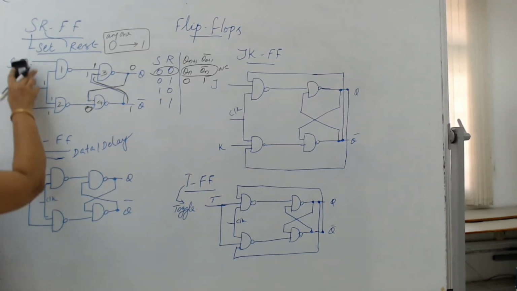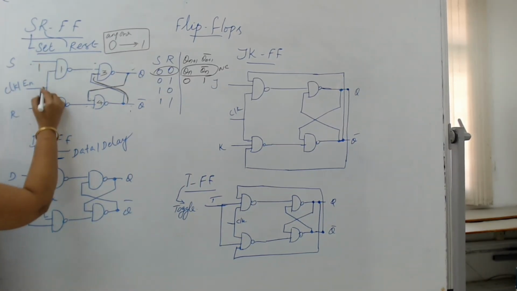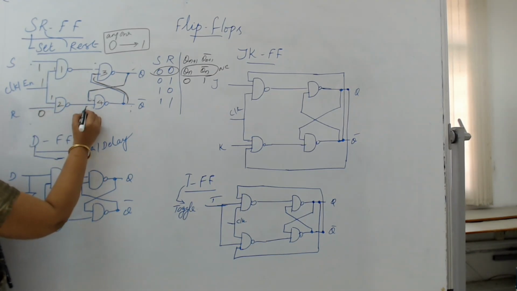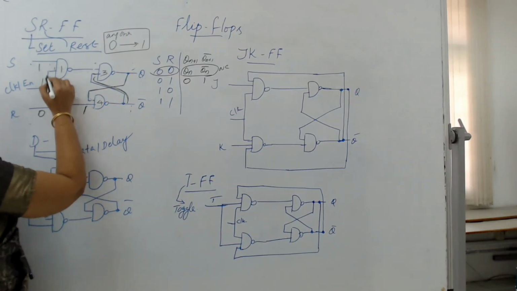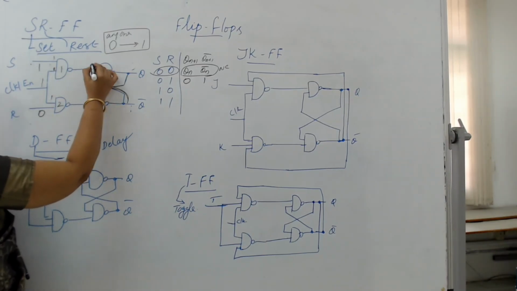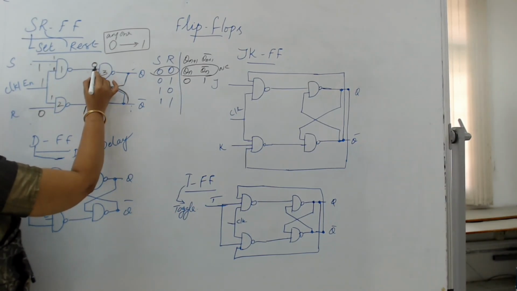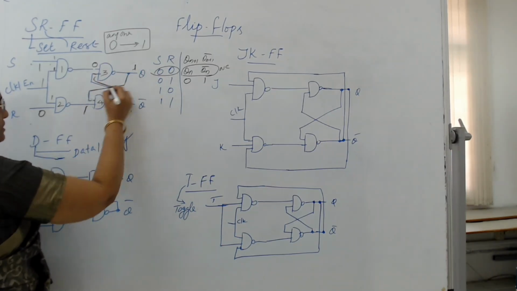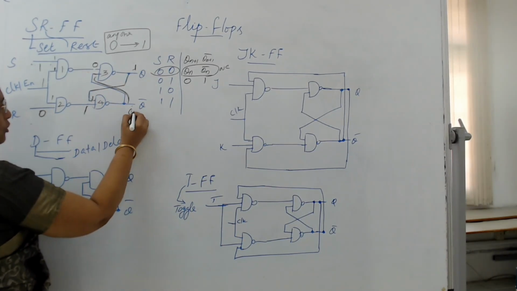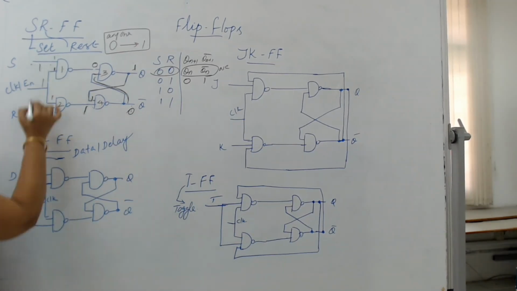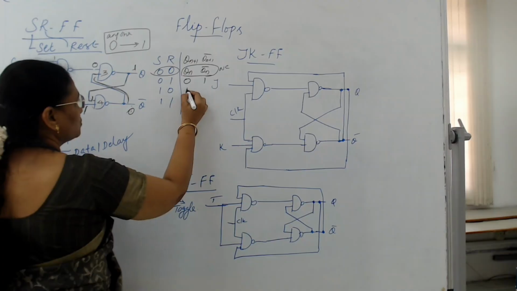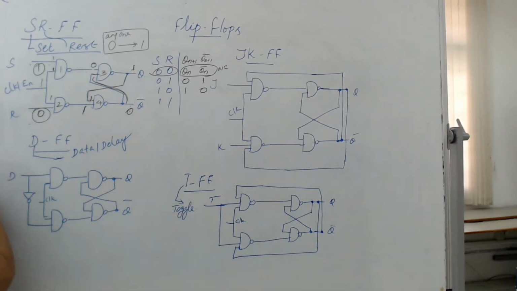Then the next case is, if S is 1, R is 0, the clock is 1. Here, if this input is 0, the output of the second NAND gate is 1 here. And then 1, 1, both inputs are 1, 1, so it will be 0 here. If it is 0, independent of the previous value, here it will become 1. So this 1 will come here, 1, 1, that will be 0 here. So if S is 1 and R is 0, the output is 1 and 0.